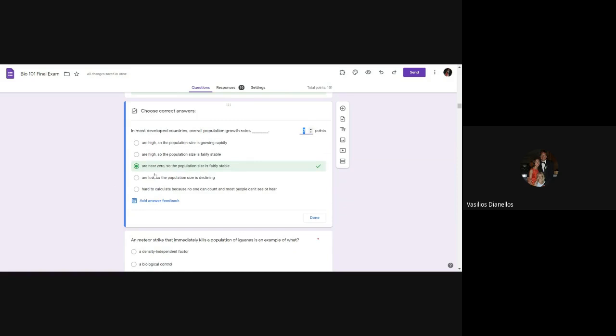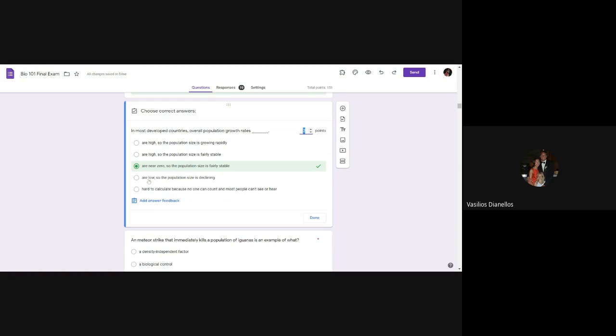And then the other options. Well, let's discuss the wrong options here. At least this one makes sense. If the population growth rates were high, then at least the population size would be growing rapidly, in which case you would get partial credit for that. You would not get any credit for this, because if population growth rates were high, then the population size would not be fairly stable, right? As we said up there, it would be growing rapidly.